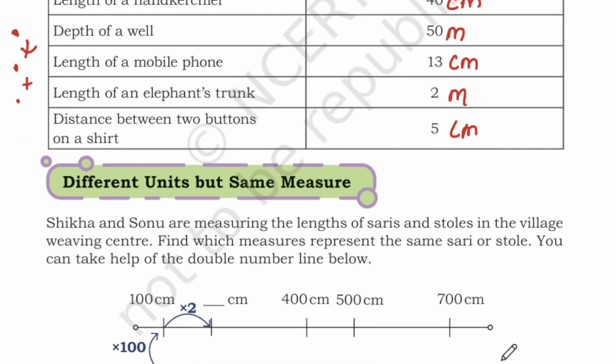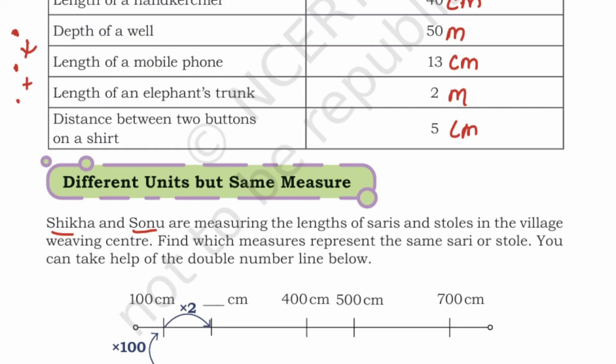Okay, next. Different units but same measure. Shika and Sonu are measuring the length of saris and stoles in the village weaving center. So these two children are measuring the length of saris and stoles in the village weaving center. Find which measures represent the same sari or stole. You can take help of the double number line below.